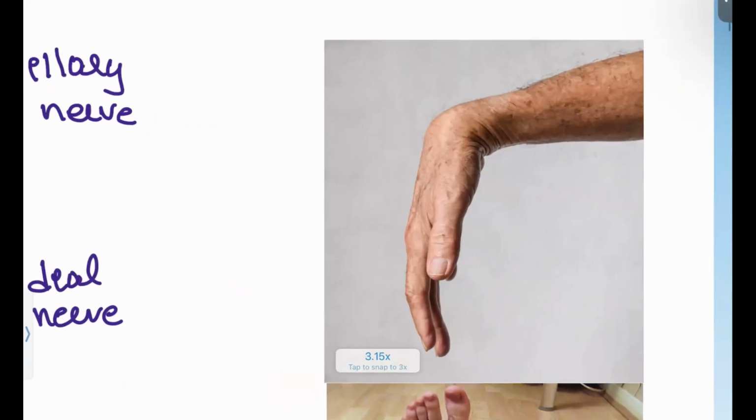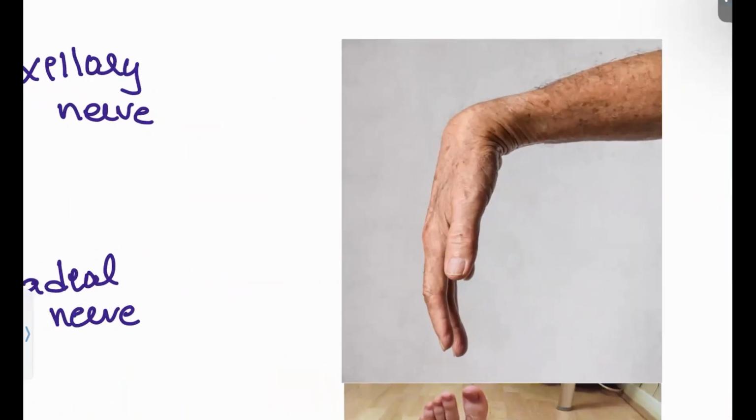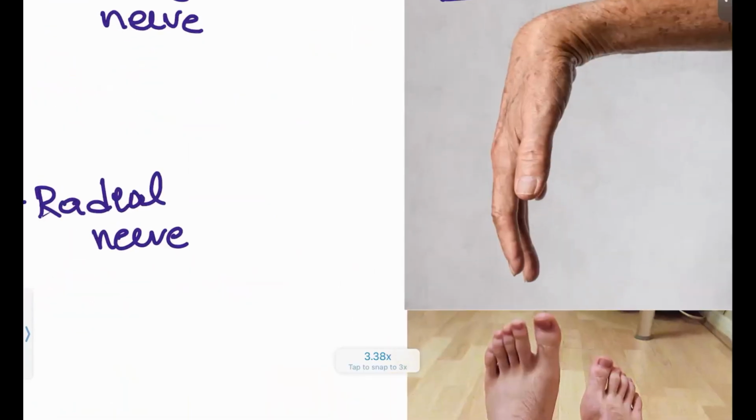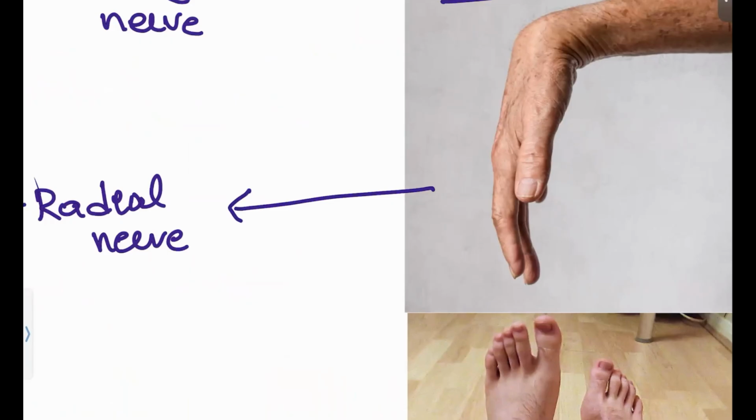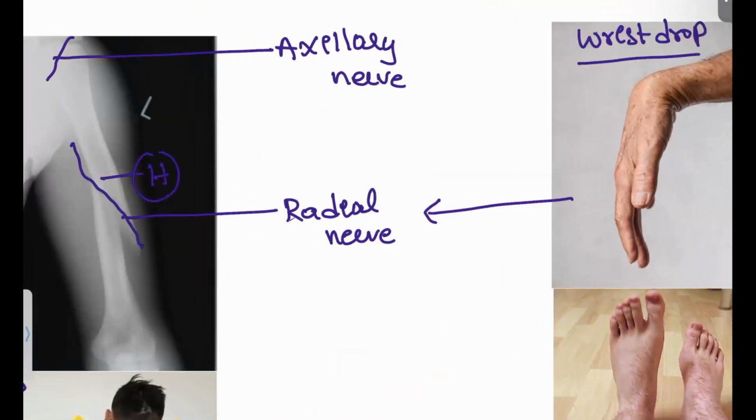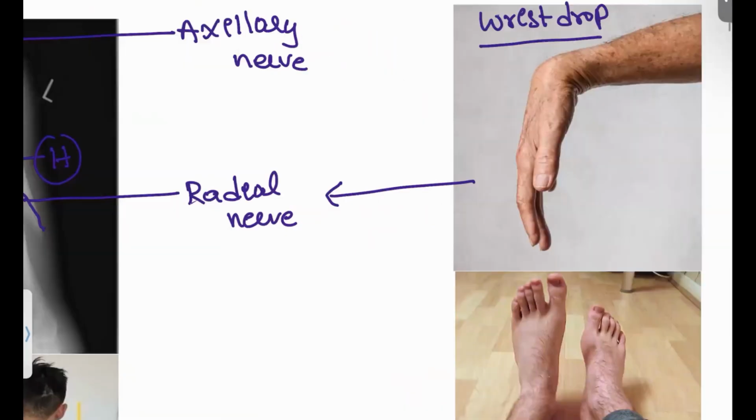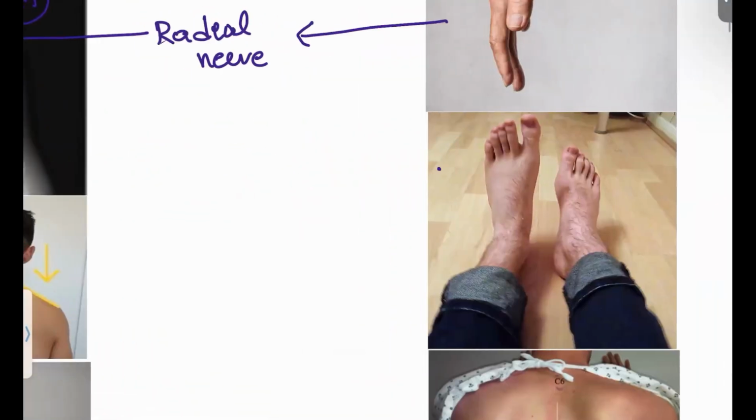And again, here you can see the patient is having the wrist drop, so he cannot lift his wrist. So these signs, specifically the wrist drop that the patient is having, this is also due to your radial nerve injury. So if there is a shaft fracture and also if there is a wrist drop, that is your radial nerve injury.